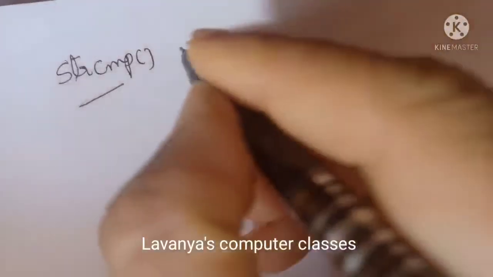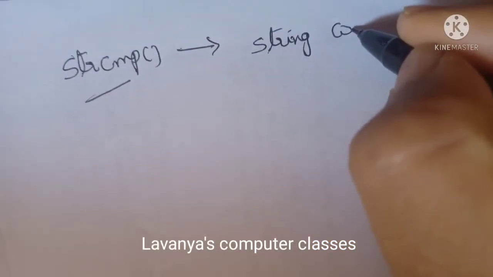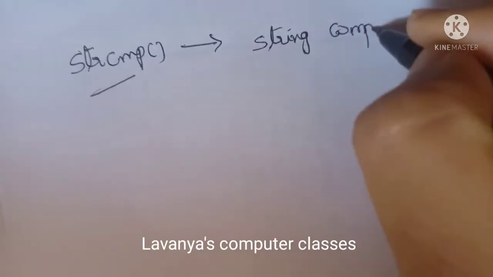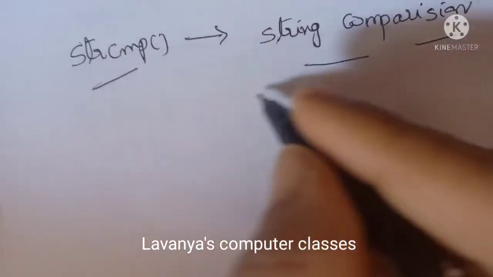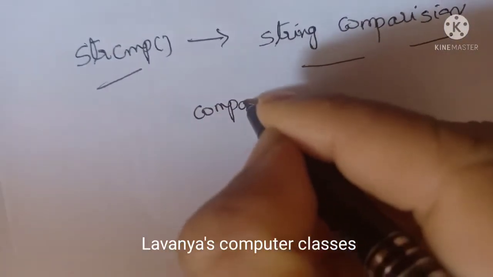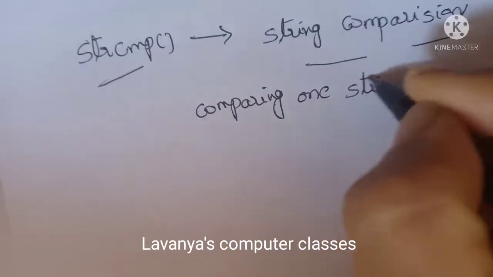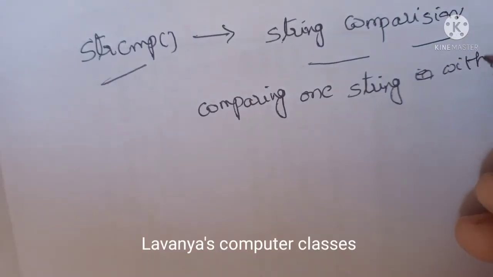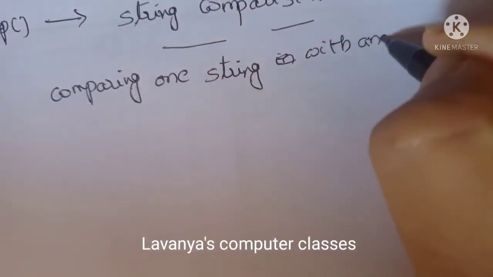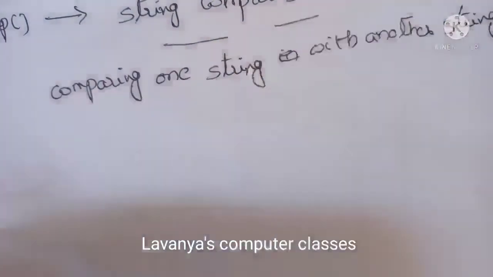Next, one more function is strcmp. strcmp means string comparison. Comparing one string with another string is called string comparison. Here we need two parameters because one string is compared to a second string. For string length and string reverse we need only one parameter, but for string comparison we need two parameters.